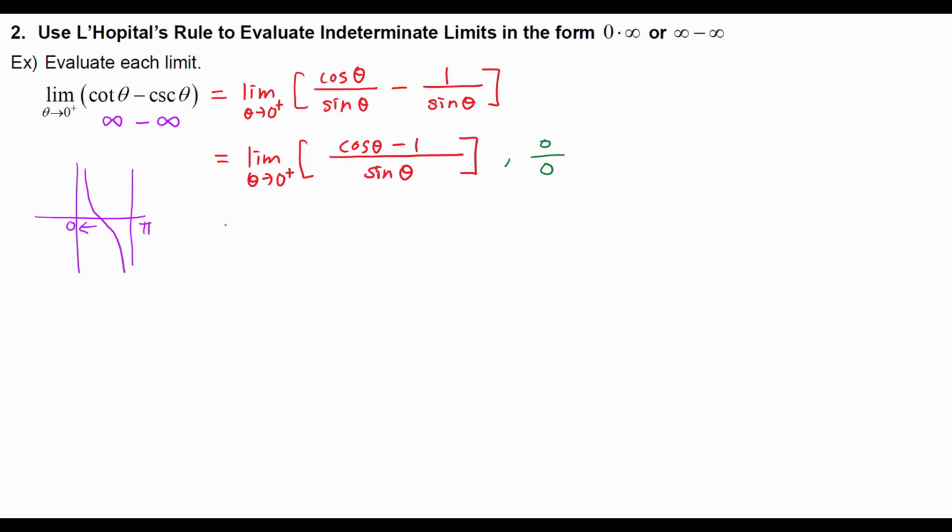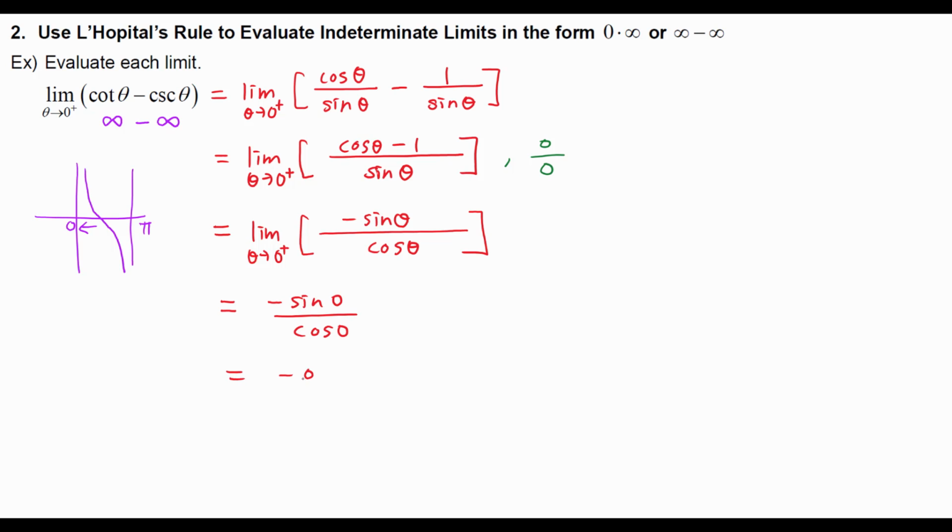So now let's take the derivative. So I have the limit as theta approaches 0 from the right. The derivative of cosine theta is negative sine theta. The derivative of negative 1 is 0. The derivative of sine theta is cosine theta. And now if I plug in 0 for theta, I get negative sine 0 over cosine 0, which is equal to negative 0 over 1. So it is just 0. So I found the limit.